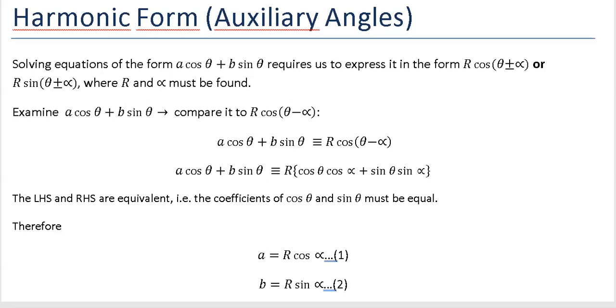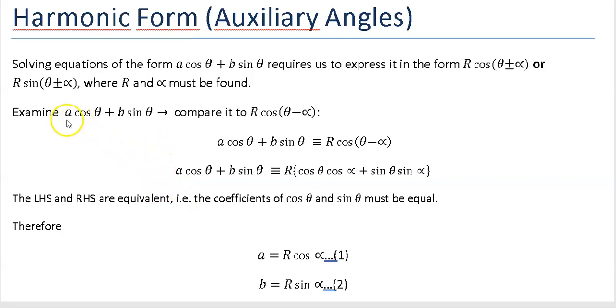Okay, this next part of the notes is called harmonic form, or auxiliary angles as I would have called it in the past. So solving equations of the form a cos theta plus b sin theta requires us to write it in the form r cos(theta plus or minus alpha), or r sin(theta plus or minus alpha), where r and alpha must be found.